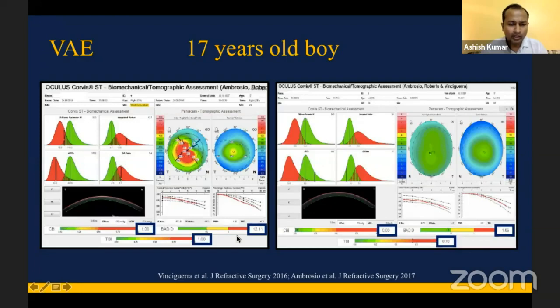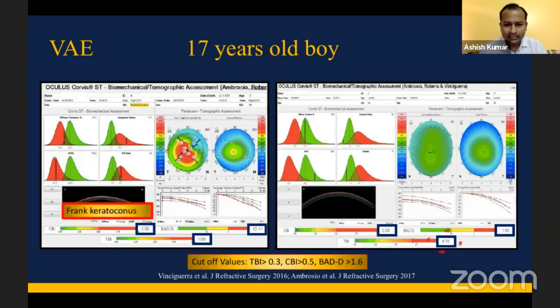A 17-year-old boy, where you see in the right eye, the map shows keratoconus, and all the parameters like CBI, BAD-D, and TBI also are in favor of keratoconus ectasia. Whereas in the left eye, the Pentacam maps are totally normal, and BAD-D and CBI are all normal. But if you see the TBI, it is elevated. So again, this case can be classified as a case of unilateral ectasia, but since it doesn't exist, these cases can be classified as forme fruste keratoconus or very asymmetrical ectasia.